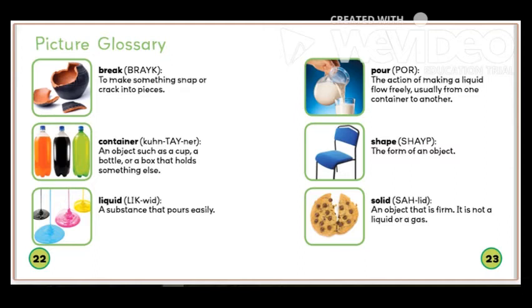Our next word is shape. A shape is the form of an object. So lots of solids have shapes. They're in the form of a shape. A solid is an object that is firm. It is not liquid or gas. So a solid is usually something that is together. It can be soft, it can be hard, but it's not something that you can pour.